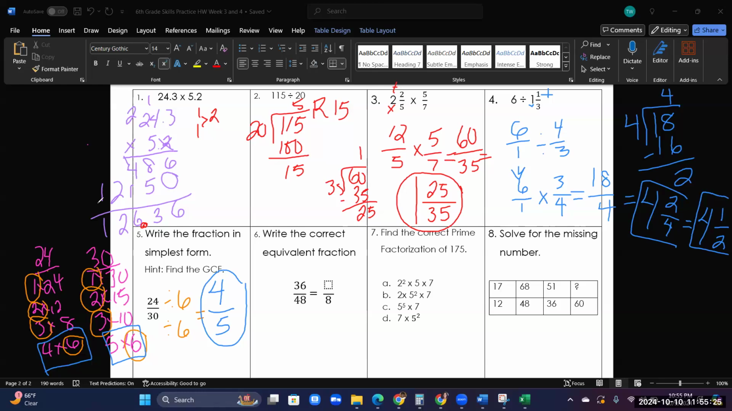All right, number 6 said write an equivalent fraction. All right, we look at that. We can divide 48 by 6, and that'll give us 8. So we'll need to do the same for the numerator. And 36 divided by 6 is 6.